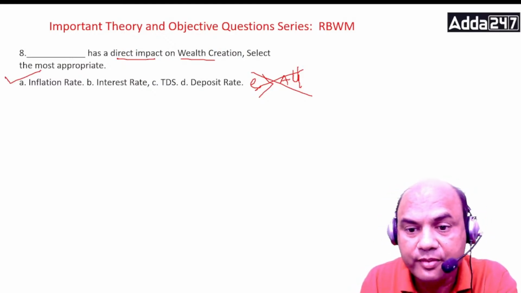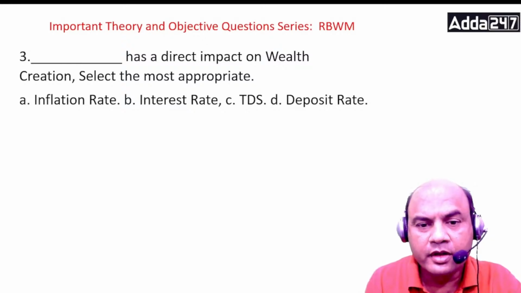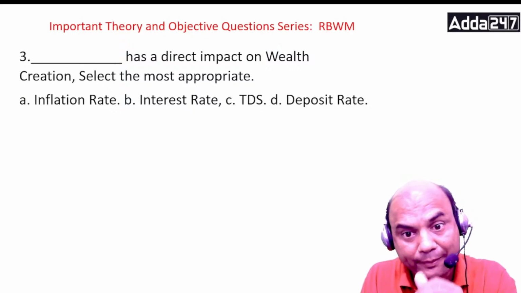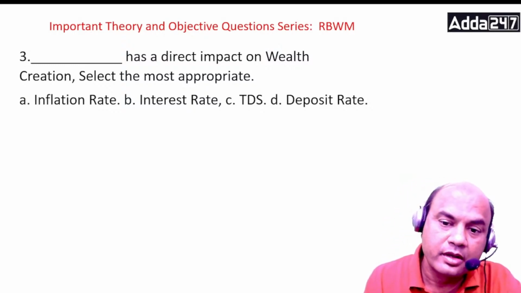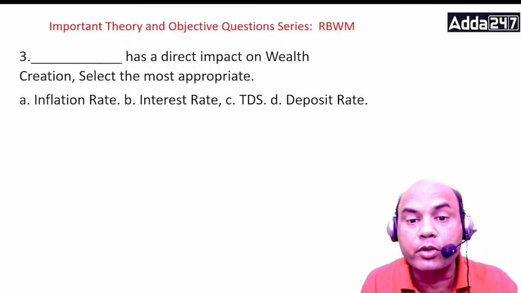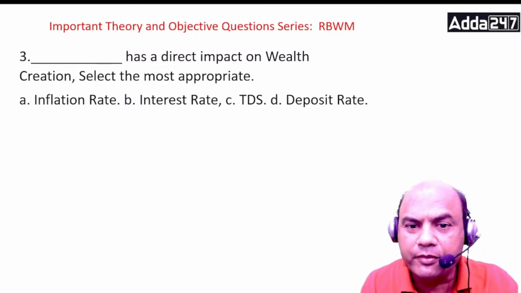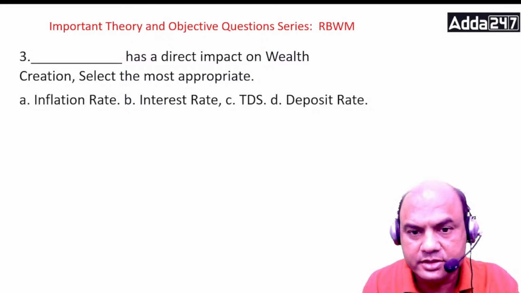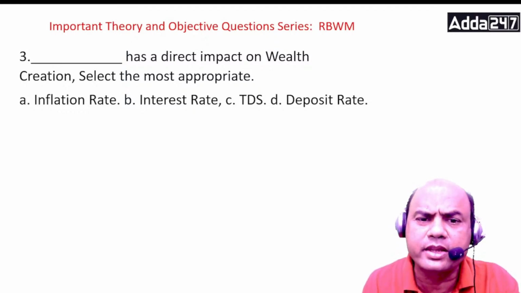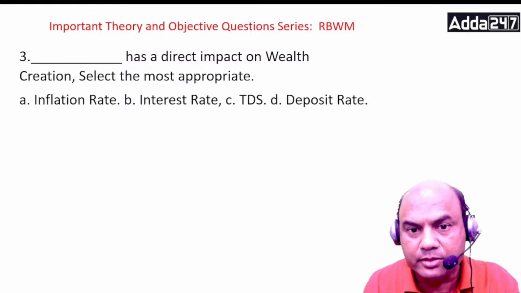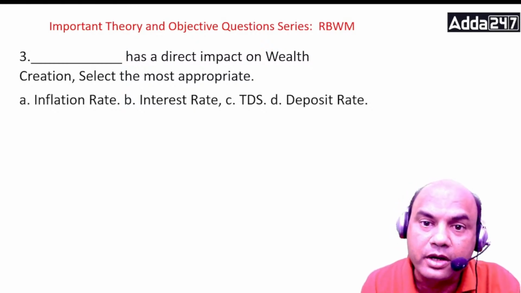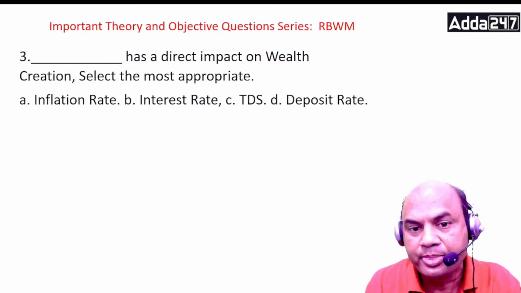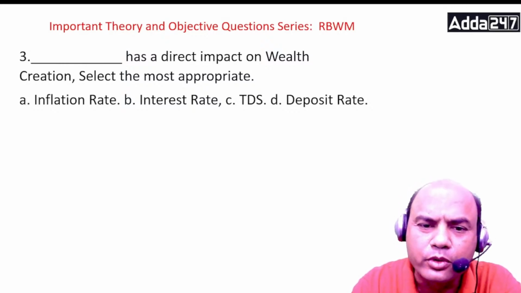Next one. Dash has a direct impact on wealth creation. Select the most appropriate. Look at the question. In fact, if you check, everything has an effect on wealth creation. Inflation rate, yes. Interest rate, yes. TDS, yes. Deposit rate, yes. So everything has a direct impact on wealth creation. But which is the most appropriate one? Which is the nearest one? What will affect your life more?